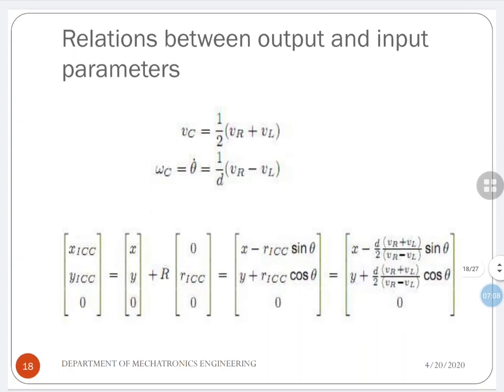These are the equations. Vc is equal to half of Vr plus Vl. Omega c is equal to theta dot, which is equal to 1 by d into Vr minus Vl.